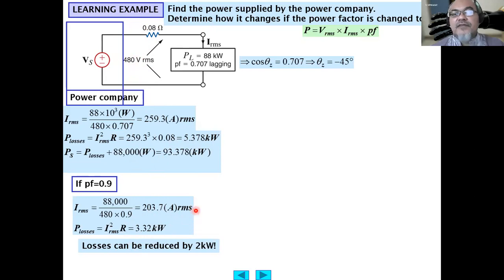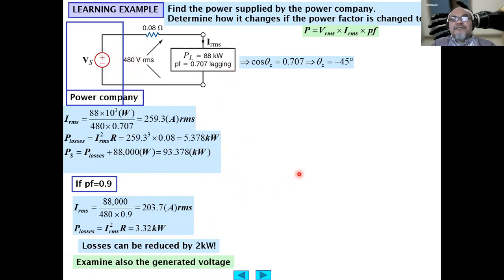So if we would like to have small losses, it is important that the power factor is made to be near 1. Okay, so then we can minimize the power loss at the transmission line.